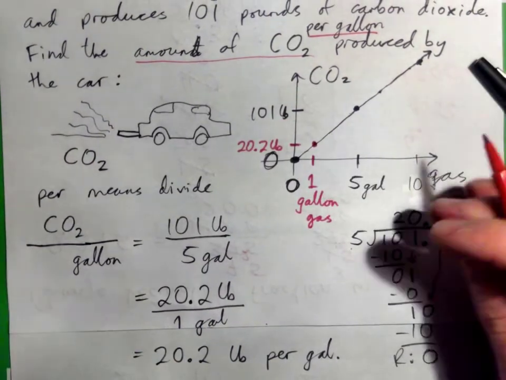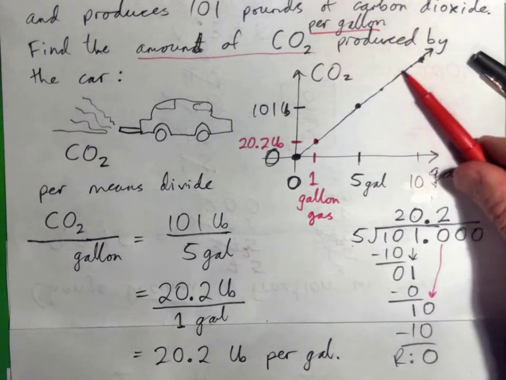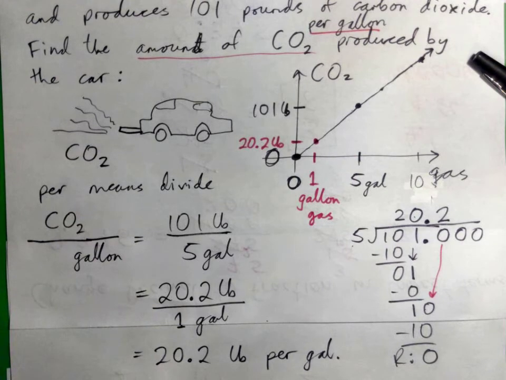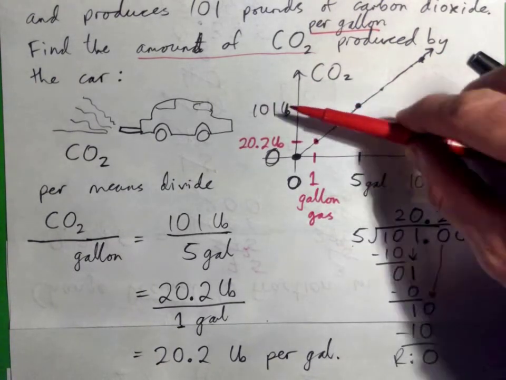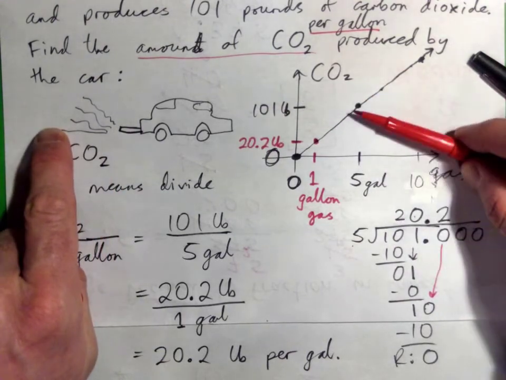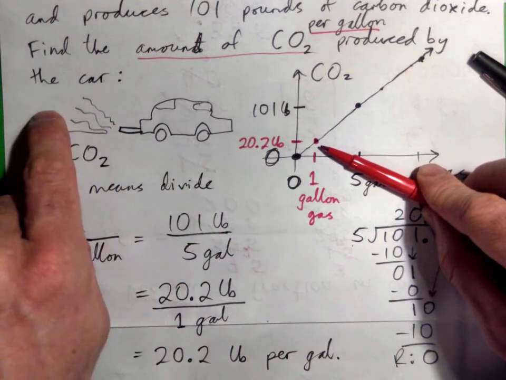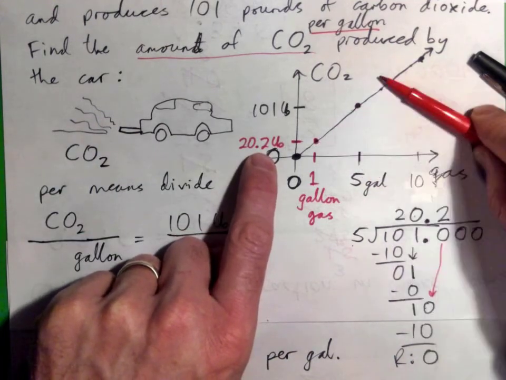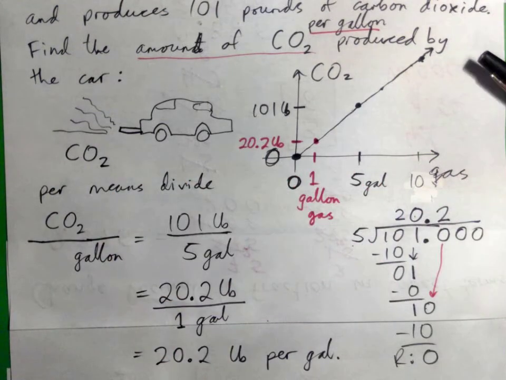Now let's think about this in real life. Are we making sense here? Does that seem like a reasonable answer? Look at the graph. 5 gallons, we burned 101 pounds of CO2 went out the tailpipe. We burned 1 gallon and it's 20.2 pounds coming out the tailpipe. That's less, isn't it? That's what we wanted. It's about a fifth actually, which is just about right. Seems like a fifth to me. Yep. There we go. Perfect.